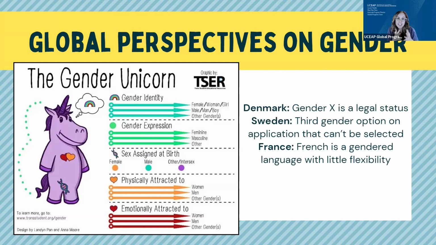Another example, in Sweden, some universities will have an option on their application to select non-binary. If you select that on your application, the university may contact you and ask you to select one of the traditional markers instead, so that they can give you a social security number. You may be thinking, why is there a third option there if I can't even select it? That's a valid question.